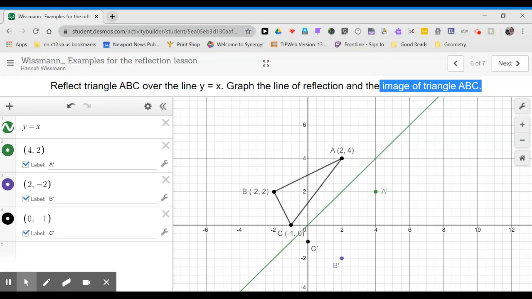So in the next video, you'll be asked to do a U-try question very similar to this. Make sure to have your shortcut rules ready when you try the next slide.